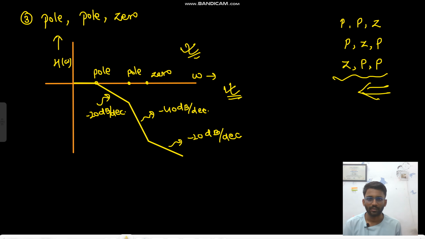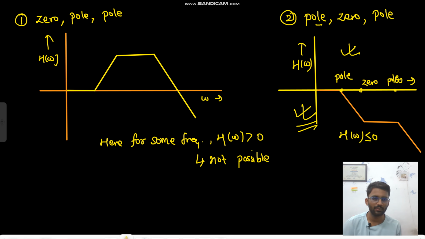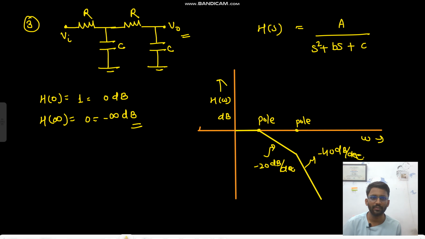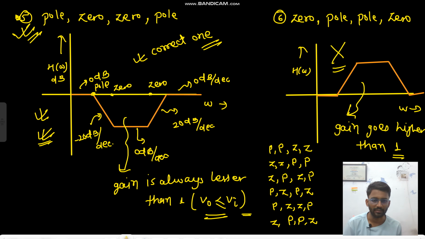So in this condition these two are the conditions, and in the previous one also I have written all the possibilities here. We have done the analysis of all, but this was the only correct one, because the graph shouldn't go above 0. So this was the only correct one: pole, zero, pole. This was the correct one.